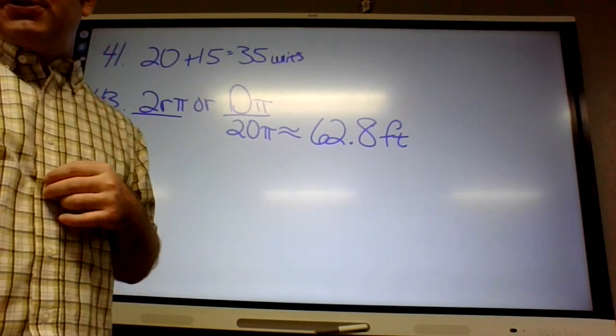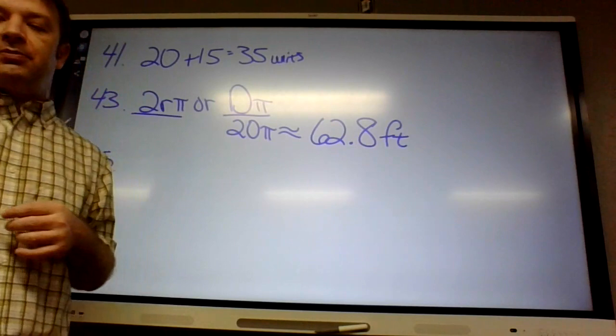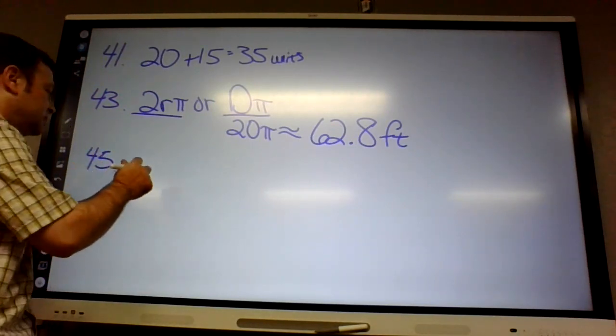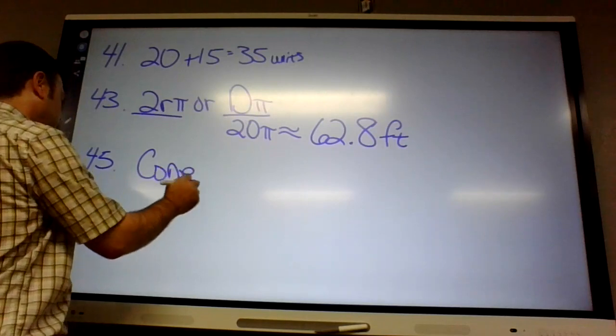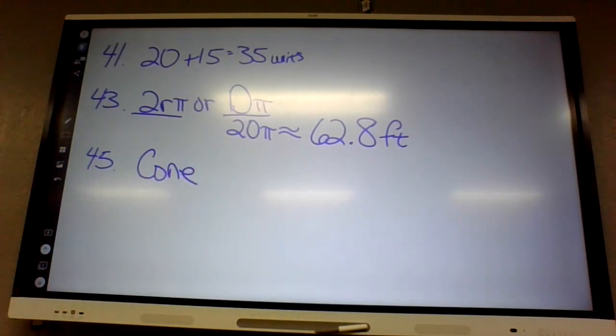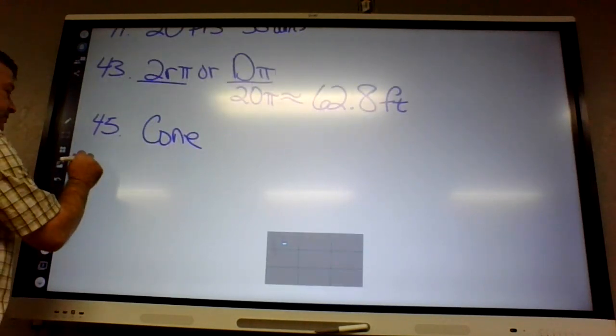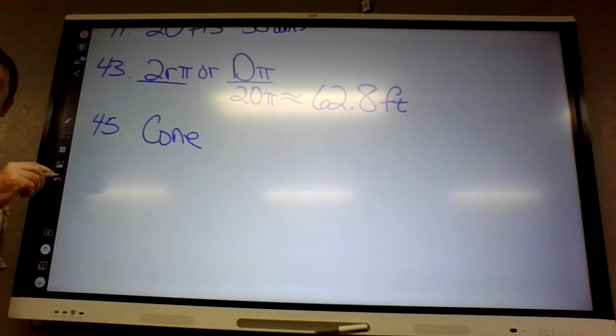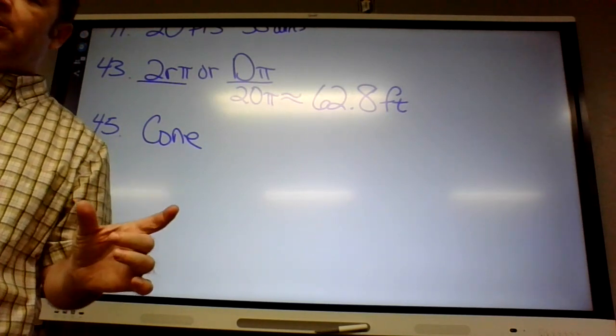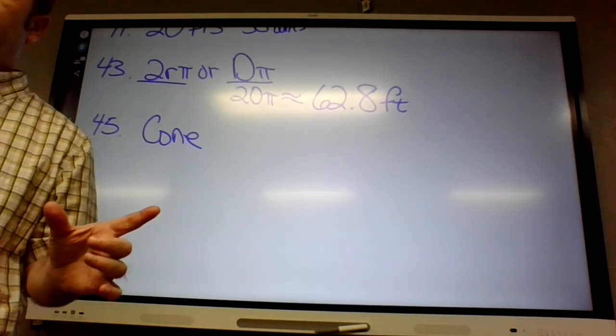Is 45 a polyhedron? No, because it's got a circular base. It's just a cone. You put cone or circular cone. Remember by the book's definition, a cone is not necessarily circular on the base, but this one is. So if it has a circular base, it's not a polyhedron. Polyhedrons, just like polygons, have to have straight edges. A base of a polyhedron has to be a polygon. So 45 is not a polyhedron because it's curved. It's got the circle on the bottom.